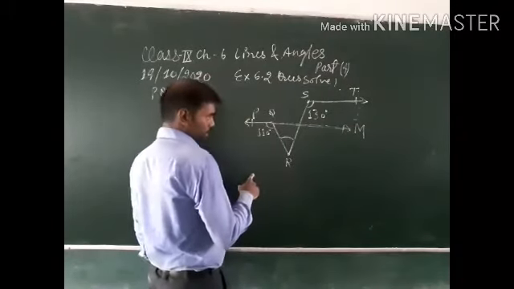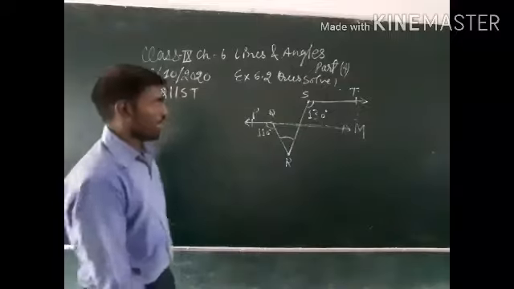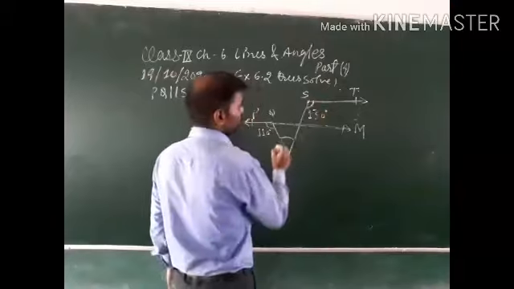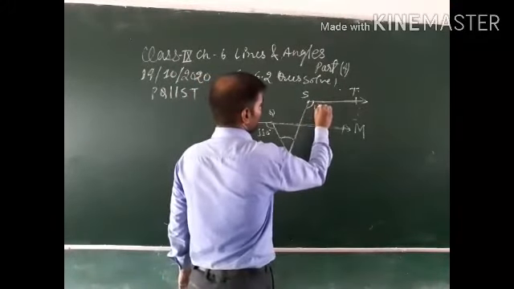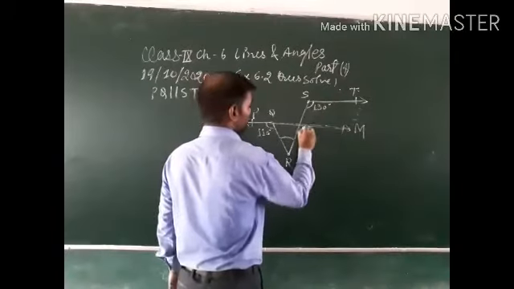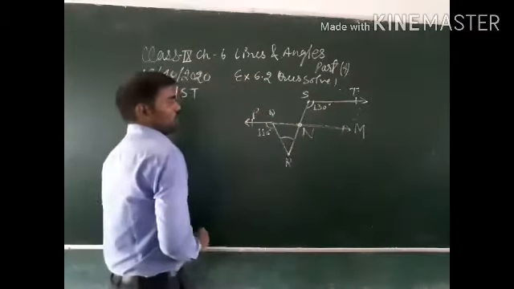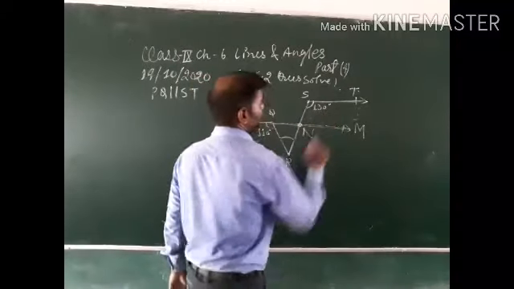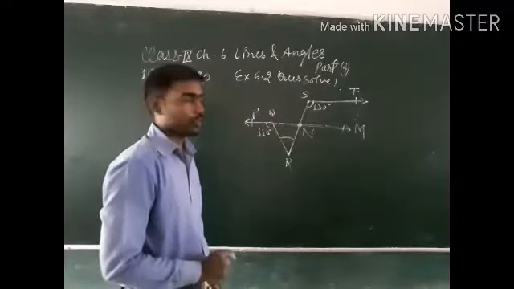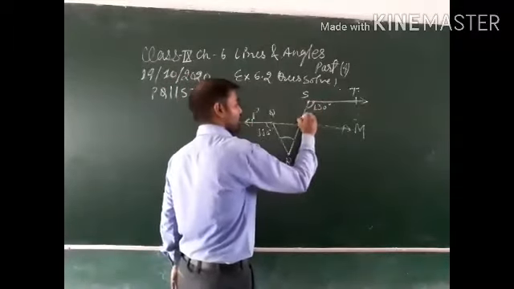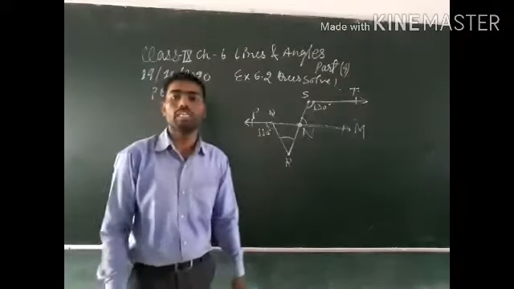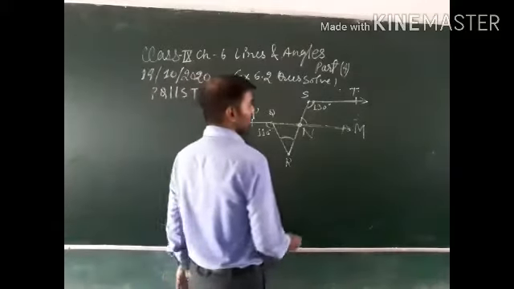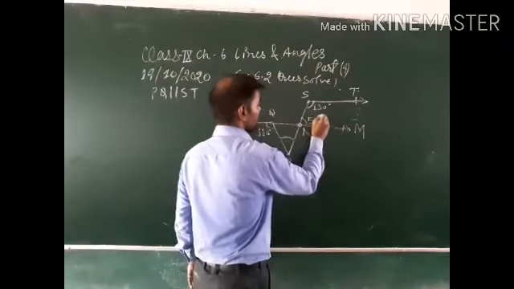How can we find the value of QRS? First of all, we use this technique. This is 130, and this is point N. Now PQ is parallel to ST, so MN is also parallel to ST. So this angle plus this angle is equal to 180 by co-interior angles. 130 plus this angle is equal to 180, which means this angle is 50 degrees.